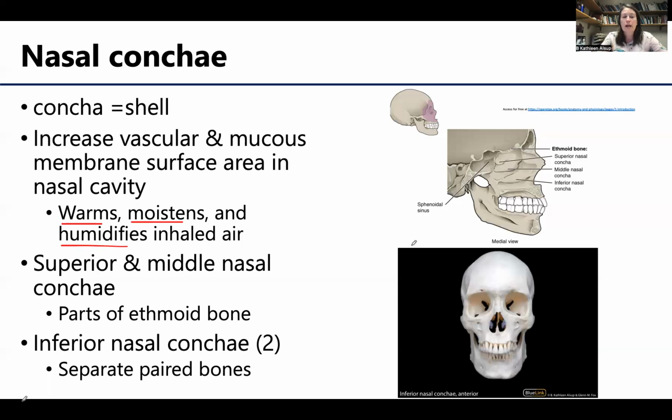The superior and middle nasal concha, which you can see here and here on this illustration, are actually of the ethmoid bone. So they are components of the ethmoid bone. So you'll have a superior and a middle nasal concha on either side. And then the larger inferior nasal concha is its own bone. And you can see generally when you're looking into a skull and you're looking into the nasal cavity, really the major one you can see is the inferior nasal concha.